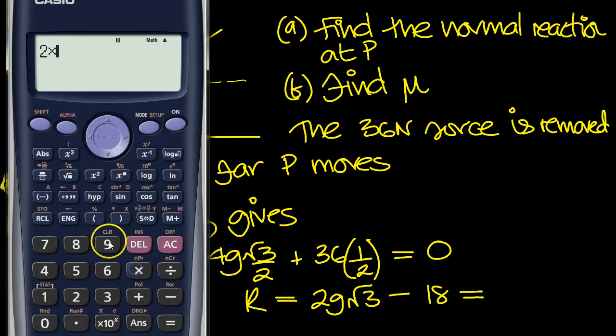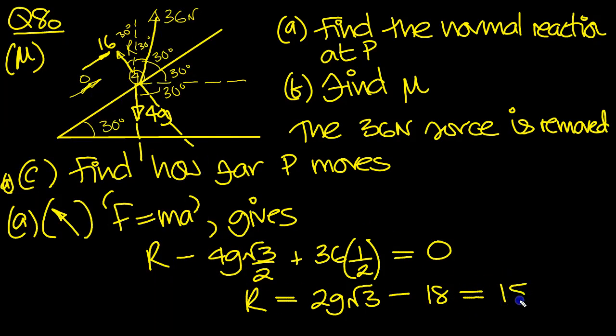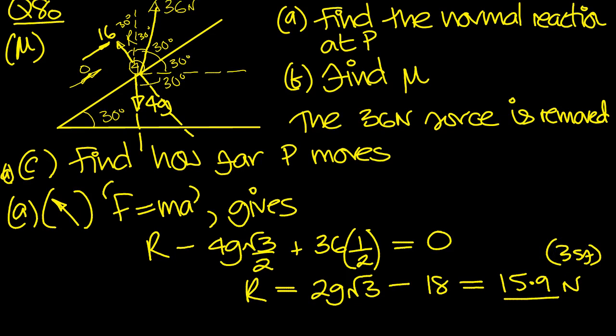So it's 2 times 9.8 times root 3 minus 18, decimal 15.95, so it's 15.9, and that's newtons, and that's 3 significant figures there. Okay, that's part A.